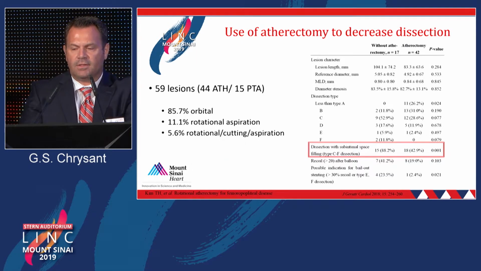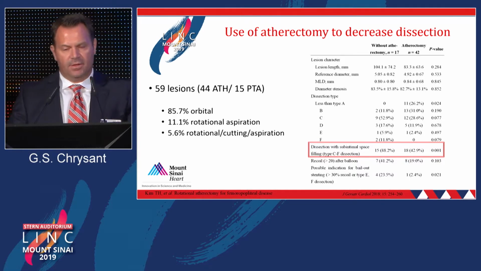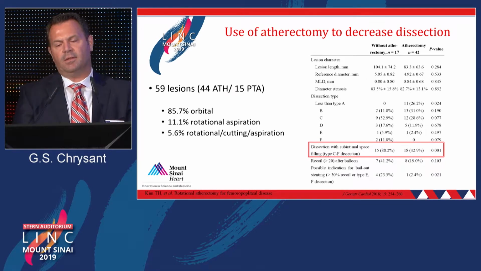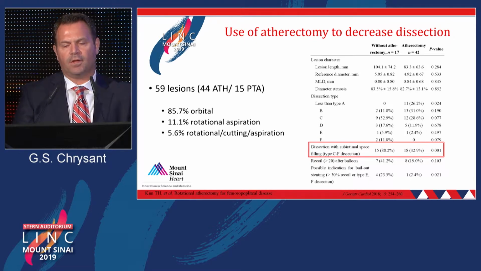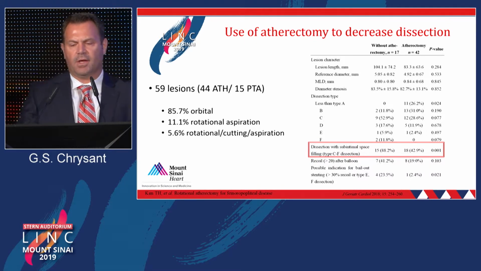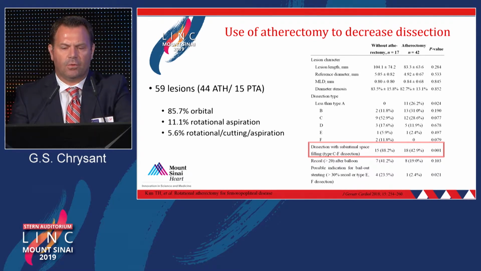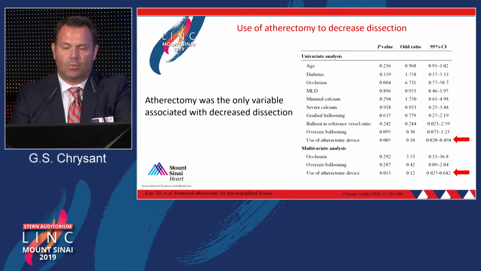What about other devices? So if you look again at serious dissections, in this study, you had mostly orbital atherectomy, but you had a combination of rotational aspiration or rotational with cutting and aspiration, and atherectomy seems to help as well. So again, if you can just get away from blowing up a balloon in a complex lesion and watching it crack and spiral both directions, I think you'll be able to limit your dissection somewhat. And in this study, atherectomy was the only variable associated with decreased dissection.